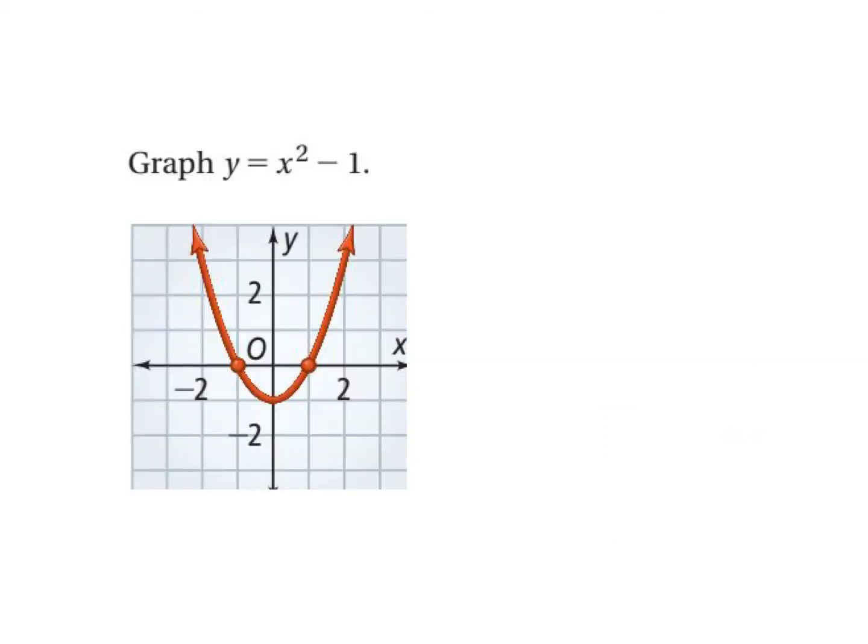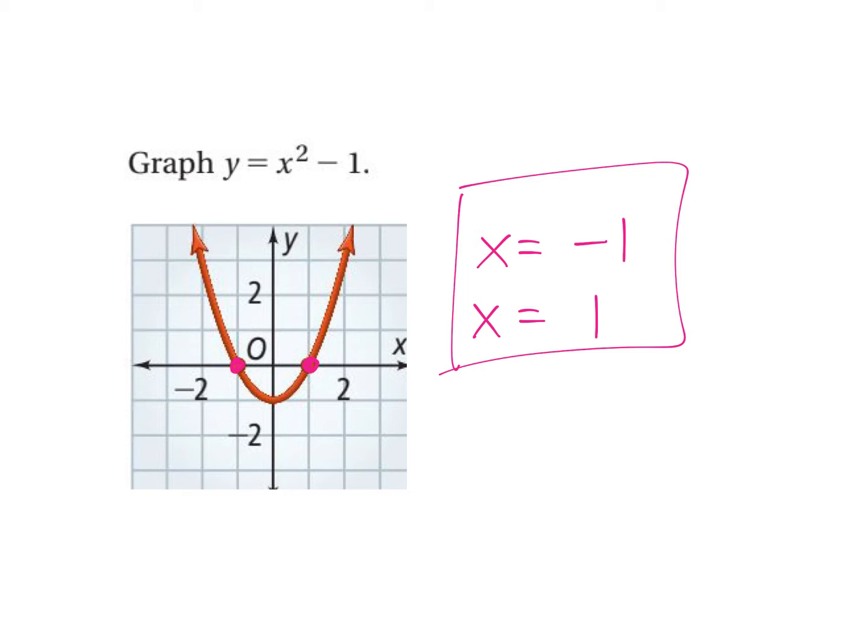So here we have a graph of y equals x squared minus 1. So where the graph crosses the x-axis would be our solution. So we would say that x equals -1 and x equals +1. These would be our two solutions. And of course the coordinates would be (-1, 0) and (1, 0).